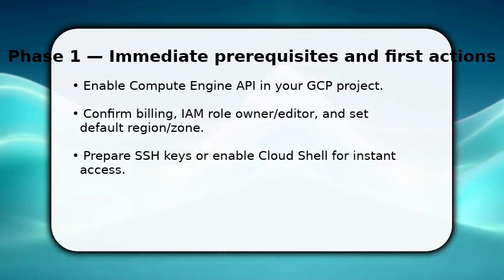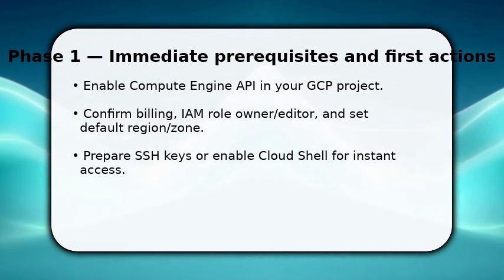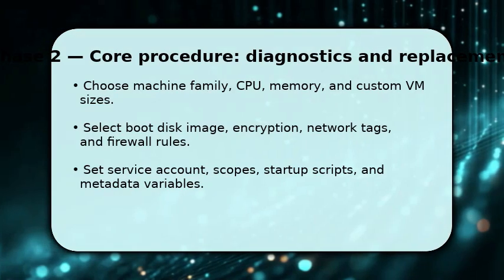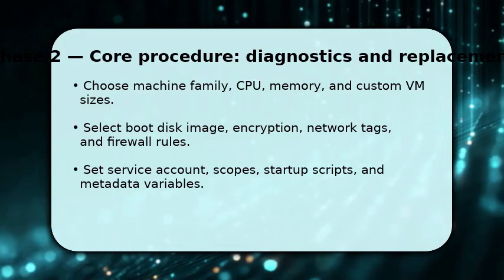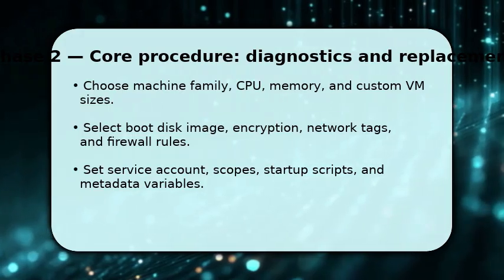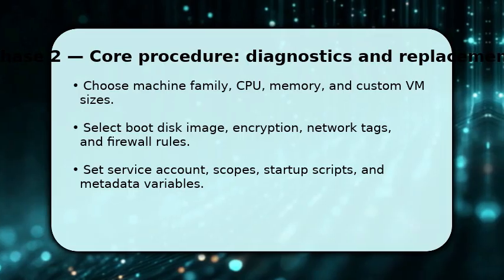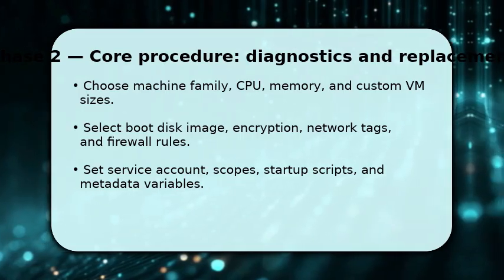Now move to instance configuration with confidence and speed. You now configure the VM, pick a machine family and exact vCPU and memory to match workload needs. Then choose the boot image, disk type, and encryption. Make sure to balance cost versus performance.